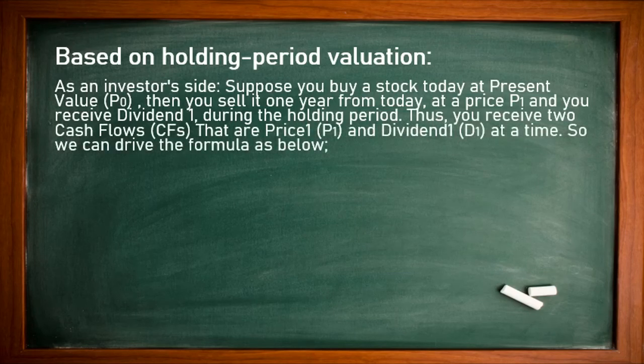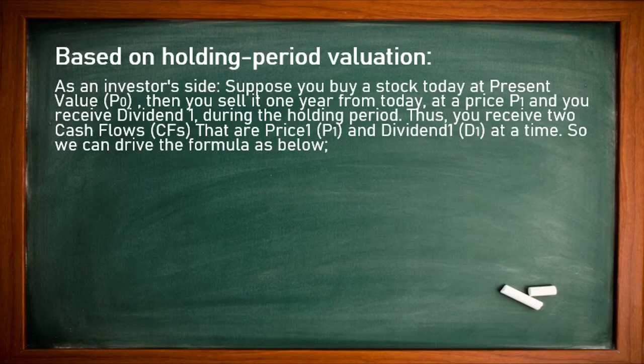As an investor, suppose you buy a stock today at present value P0. Meaning you have a company issuing securities to investors, and the value of your share is, suppose, reflected with P0 because you are issuing at the beginning of the year. Then you sell it one year from today. Again you are selling it at the price of P1, meaning the price changes. It is not the same price, that's why we are not using P0 here. We reflect it with P1, and you receive dividend D1, meaning after the first year when you receive the first dividend, you will reflect it with D1.